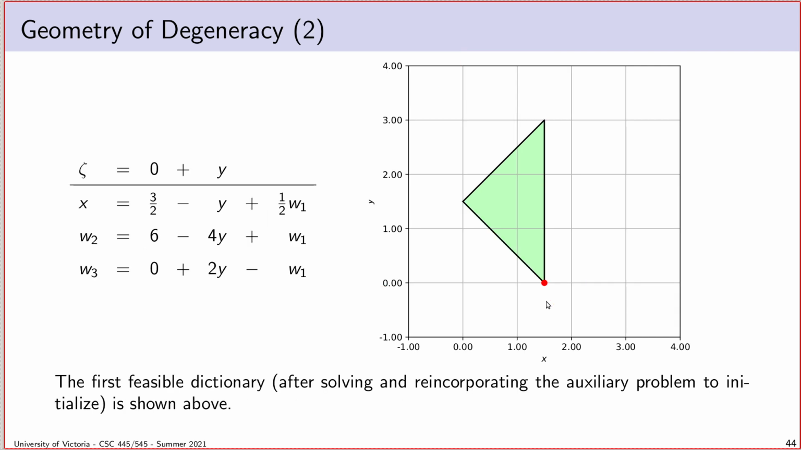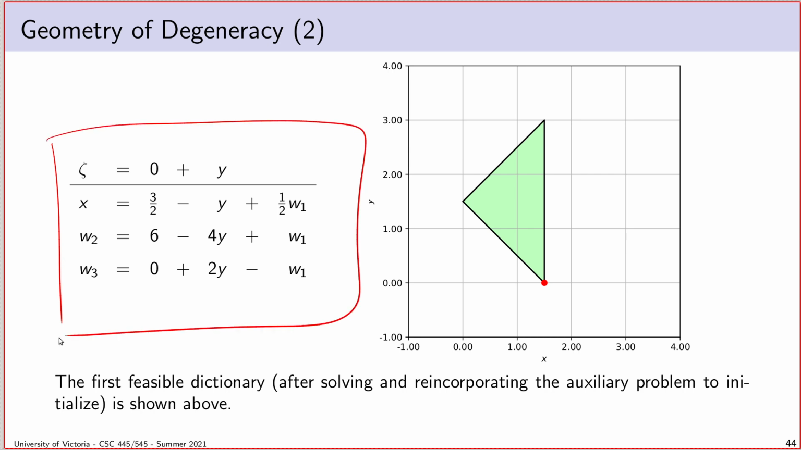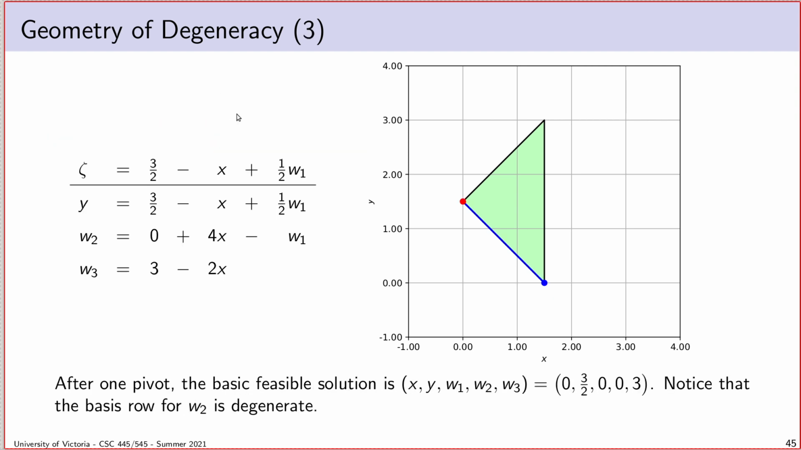Remember that the LP wasn't initially feasible. I omitted the part where I solved the auxiliary problem, but this is the feasible dictionary produced by solving the auxiliary problem. And it puts us at this vertex down here. So we have an entering variable, and we perform a pivot with y as the entering variable, and we end up here.